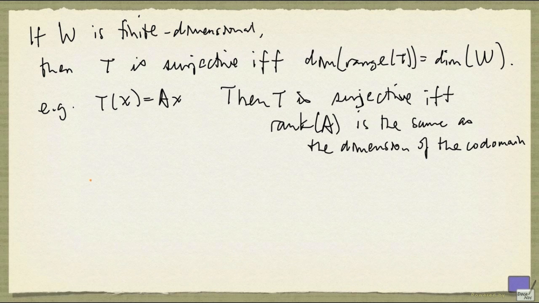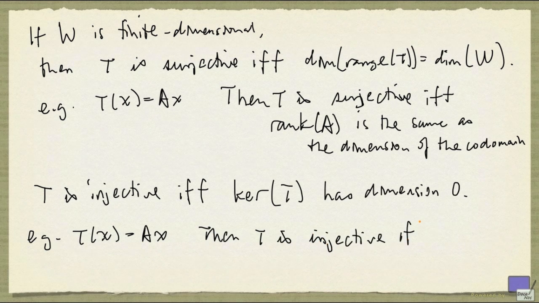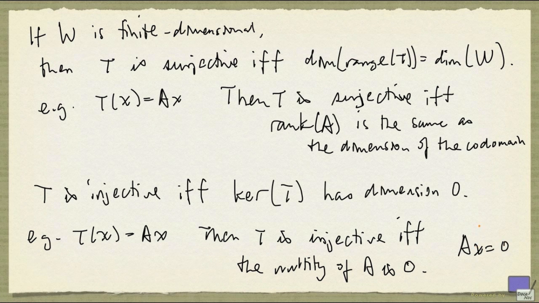So T is surjective if and only if the rank of A is the same as the dimension of the codomain. Now, to test injectivity, we just make use of the following fact. T is injective if and only if the kernel of T has dimension 0. Or another way to say this is the kernel of T has only the 0 vector. And in the case when T of X is given by A times X for some matrix A, then T is injective if and only if the nullity of A is 0. Or in other words, if you look at the system Ax equals 0, it only has the 0 tuple as the solution.